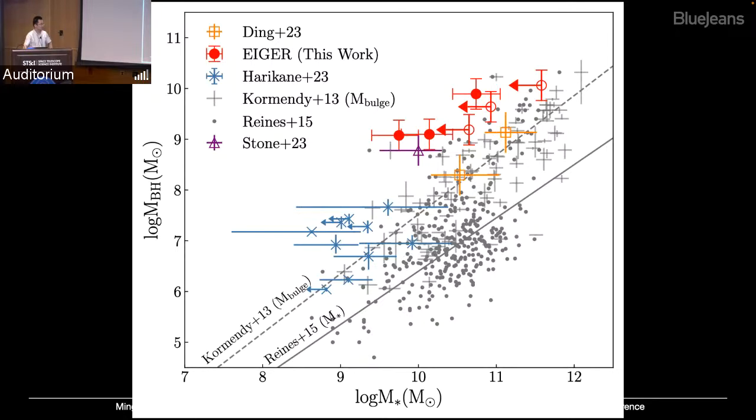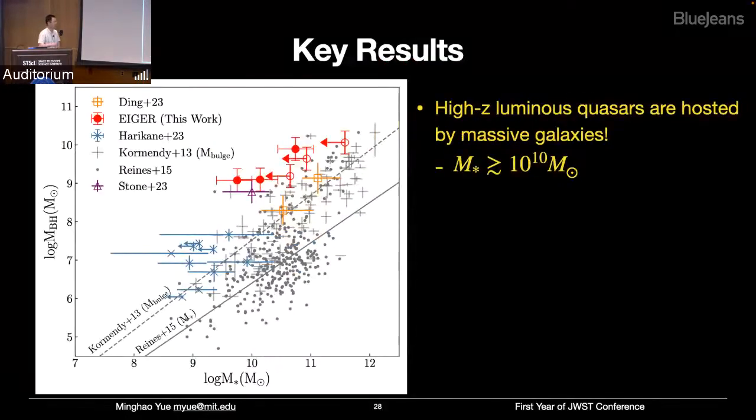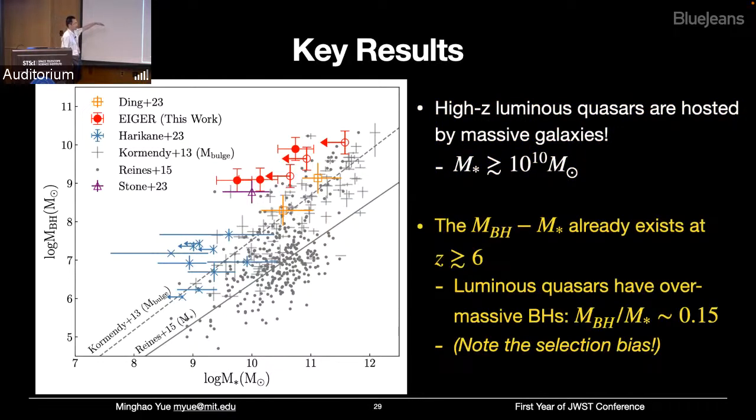I think there are two key takeaways from this plot. First, luminous quasars at redshift 6 are pretty massive in terms of stellar mass. They have stellar masses of around 10 to the 10 solar masses or even more. This really makes them among the most massive galaxies at their redshifts. And the second thing is that we already see a positive correlation between black hole masses and stellar masses. This relation exists at redshift 6.